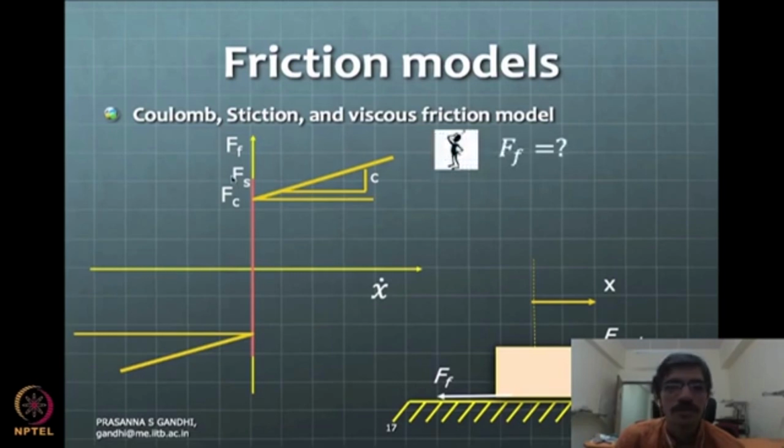So this is stiction. You have momentarily a very large force called Fs coming up here, and then it decreases suddenly, and you have our Coulomb and viscous friction continuing. So this is a slightly more enhanced model with stiction considered.